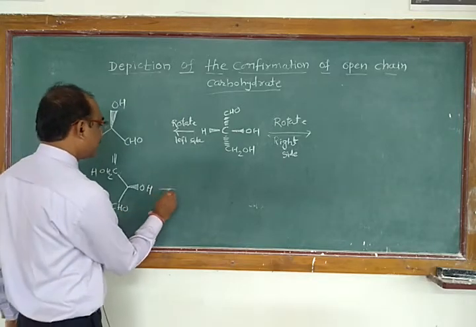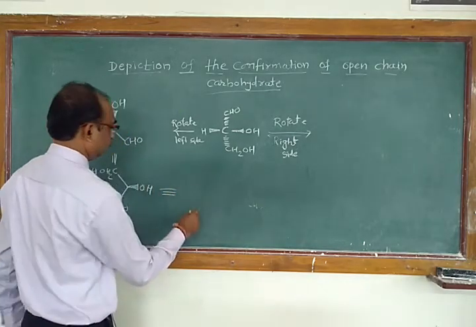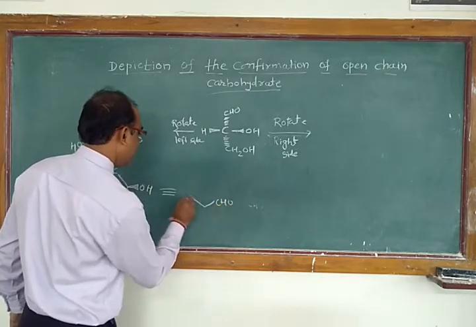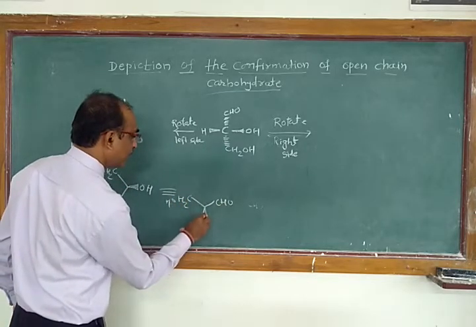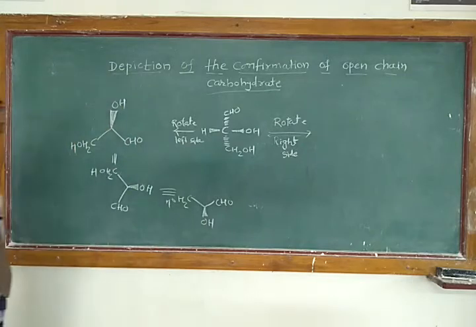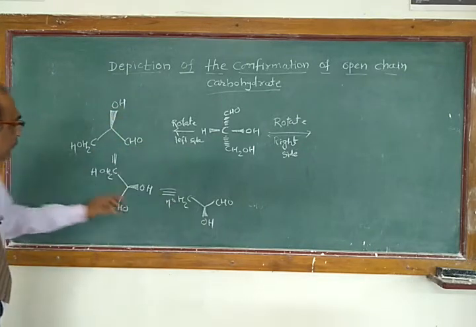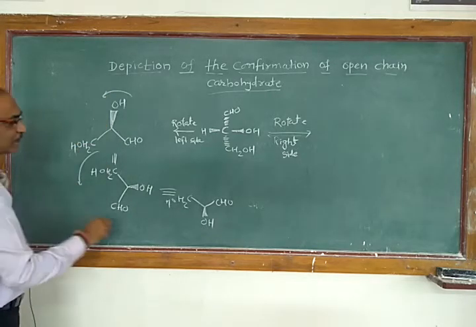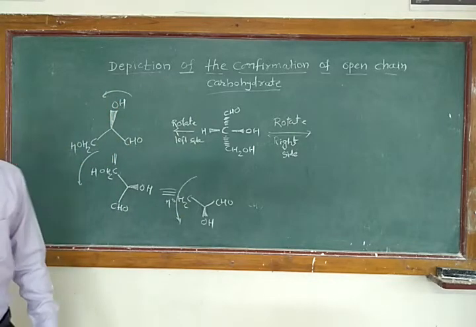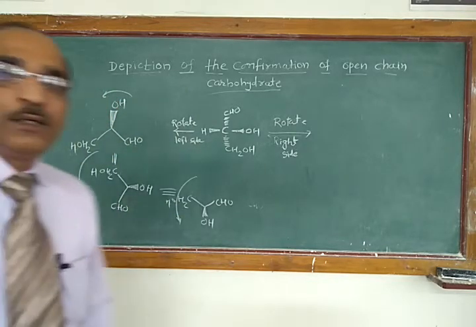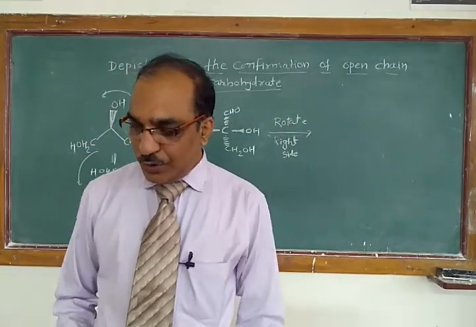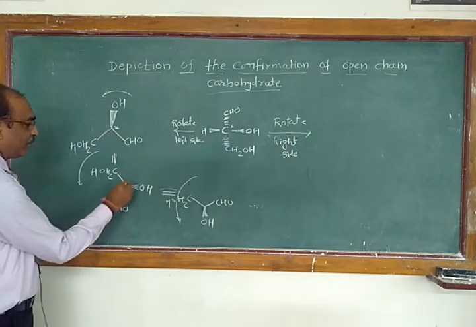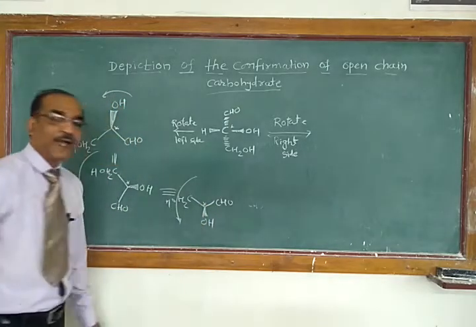Now the third structure will be: here a CHO, CH2OH, and here OH. See this OH, just a rotation of this one through the left hand side, this left hand side, this left hand side. If you rotate, these are the depictions for glyceraldehyde. It has only one chiral center. This carbon is a chiral carbon, the only chiral carbon center.